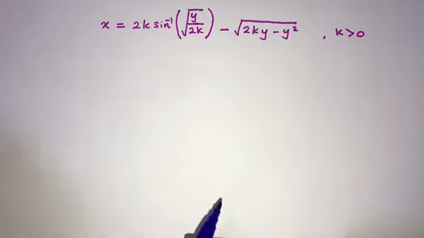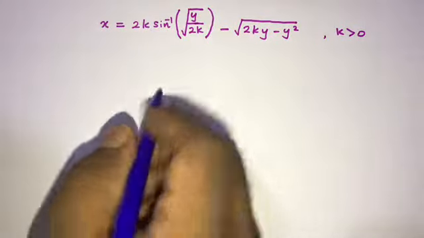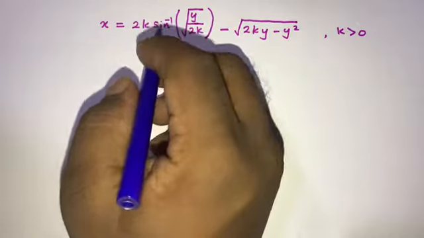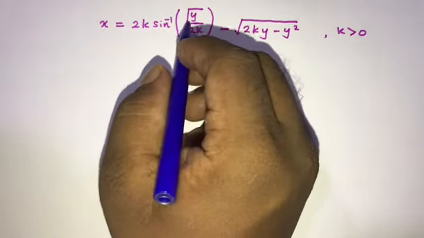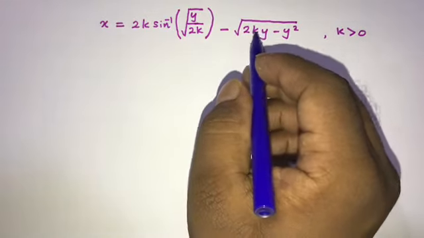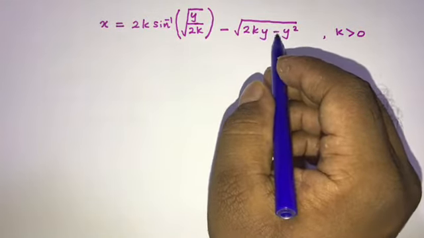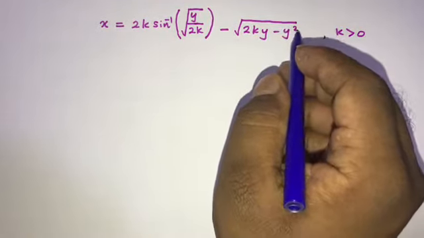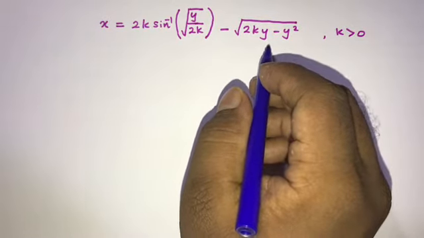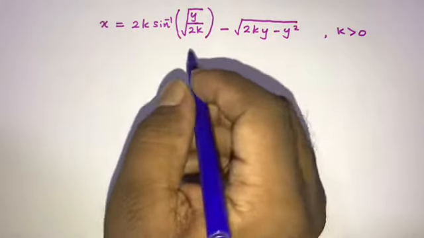Today we are going to solve another differentiation question. So the question is x is equal to 2 times k times inverse sine of square root of y over 2 times k, minus square root of 2 times k y minus y square. So now we need to find the first derivative of y. Okay, how to start?